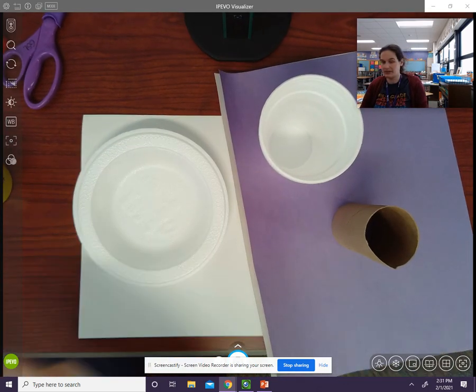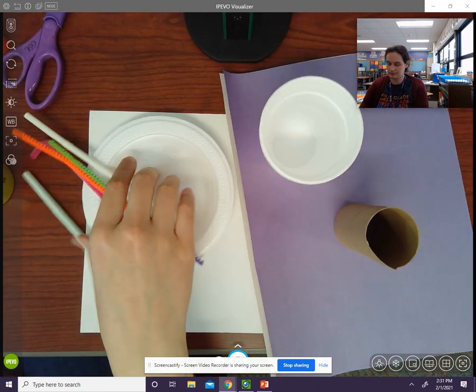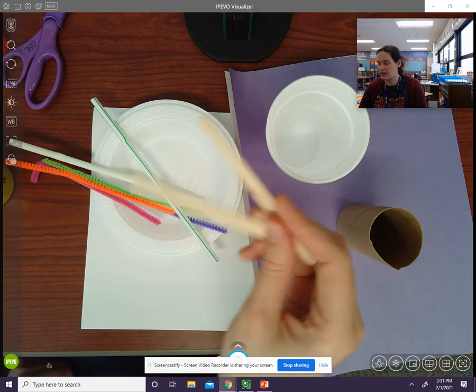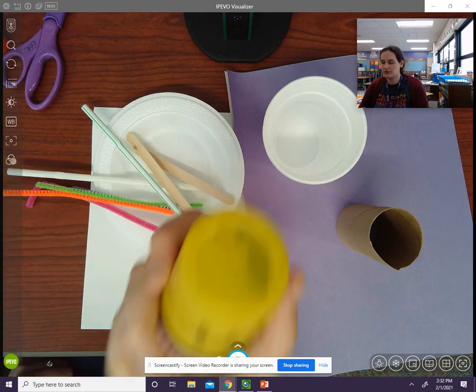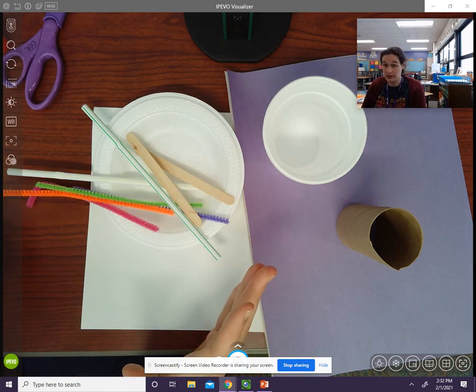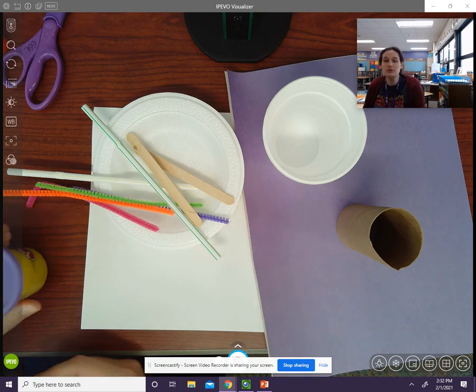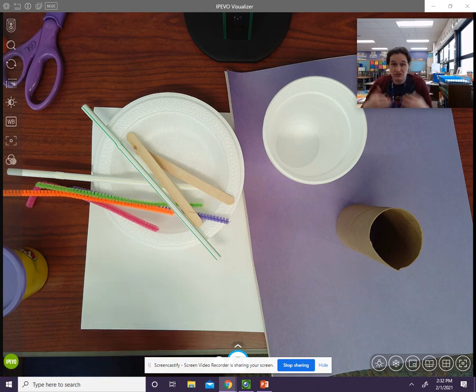You have some pipe cleaners. You have some straws. We also have some popsicle sticks. And you also have some Play-Doh. And so these are the different tools you can use to build a shelter on your playground. Now, I also want you to include different things that could be found on a playground. What are some things you can find on a playground? Just go ahead and say them.